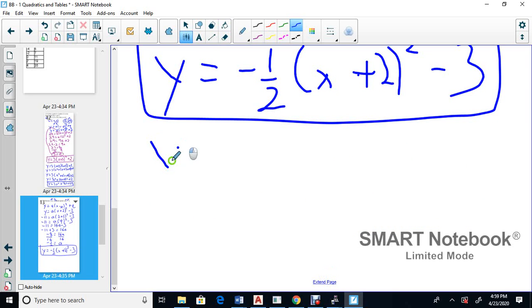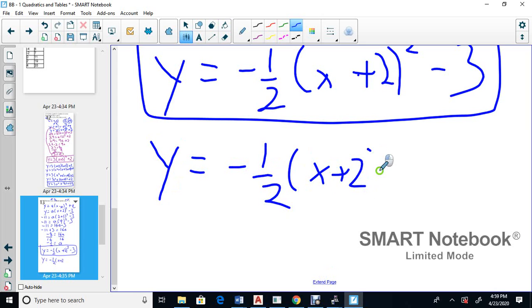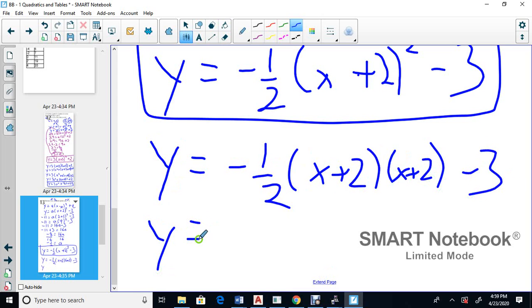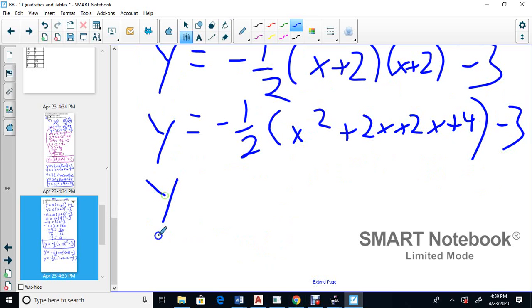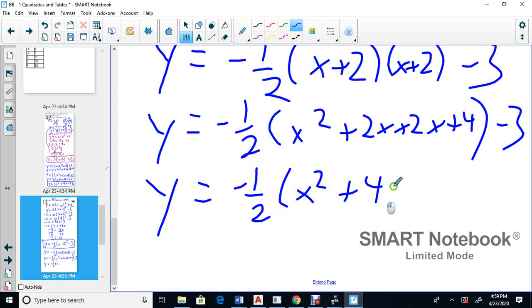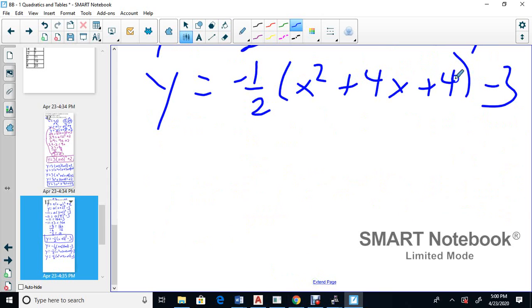Okay, let's now place that into standard form. Okay, so we go y equals -1/2. Here we write the (x plus 2) twice. Okay, minus 3. Now we multiply the brackets. We'll just leave the -1/2 here. Let's multiply the brackets. x squared plus 2x plus 2x plus 4. I'm just multiplying out. Close the bracket. Minus 3. Clean up the middle term. So -1/2 (x squared plus 4x plus 4) minus 3.